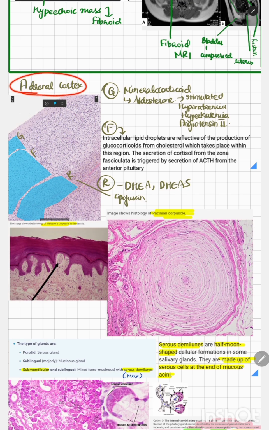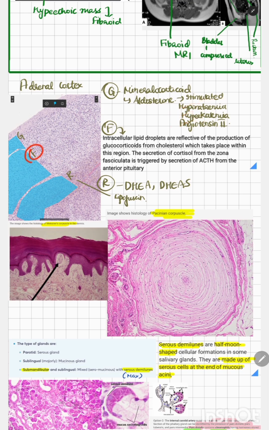This is a histological section of adrenal cortex. There is a famous mnemonic from outwards to inside, GFR. So G stands for glomerulosa, F for fasciculata, R for reticularis, right? Zona glomerulosa will secrete the mineralocorticoid hormone like aldosterone, which is stimulated by, this is an important question, aldosterone hormone production is stimulated by hyponatremia, hyperkalemia and angiotensin 2.